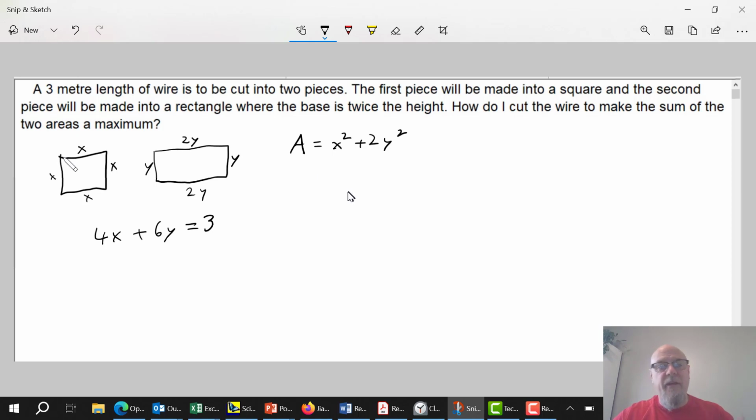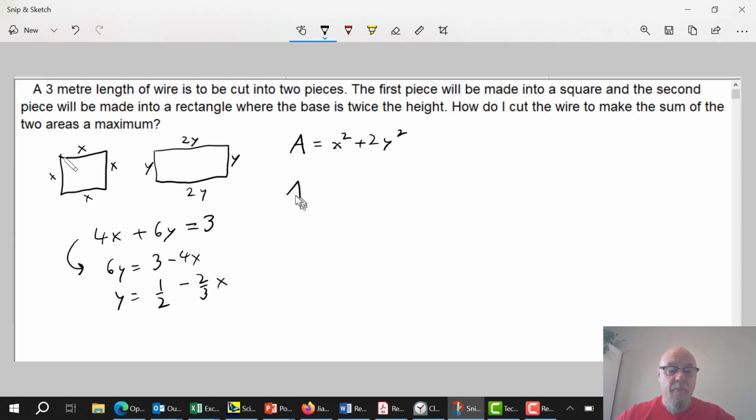I want to maximize this area function, so I want to take the derivative and set it equal to 0. I'm looking for a place where the slope is flat, a maximum. But I want to differentiate with respect to one variable, and my area function has two variables in it, x and y. So I'm going to get rid of one of them. Let's solve the constraint equation for y. 6y is equal to 3 minus 4x. Divide everything by 6, and y is equal to 1/2 minus 2/3 x.